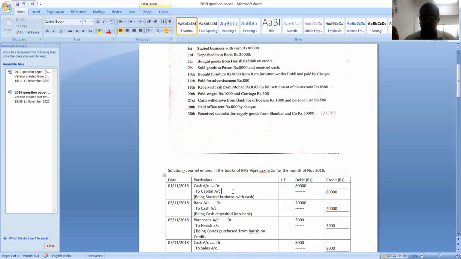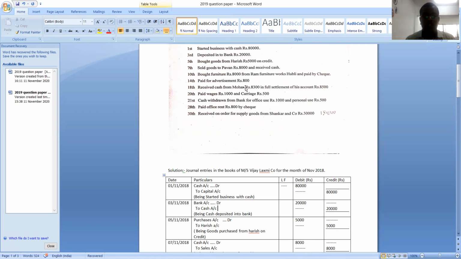So when started business with cash, cash comes in. Understood? Think from the point of view of the business. Cash comes in, so cash account should be debited. Then which account should be credited? Capital account should be credited because it is a personal account, and the credit rule of personal account is credit the giver. So here the owner is the giver. That is the reason we are crediting the owner's account, called capital account.